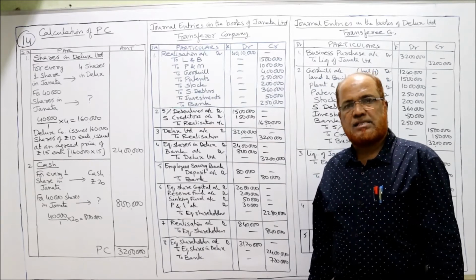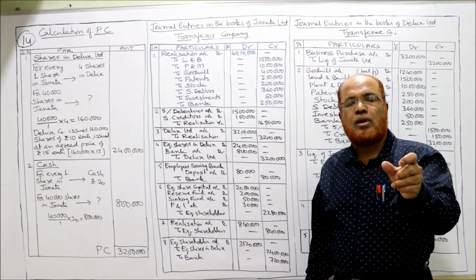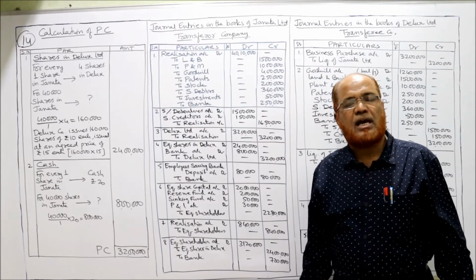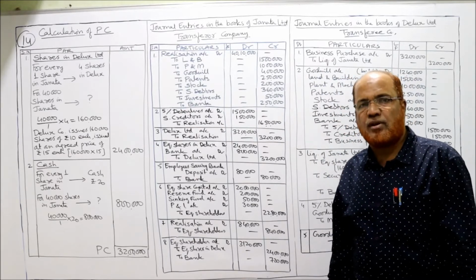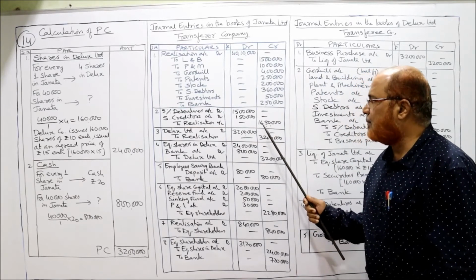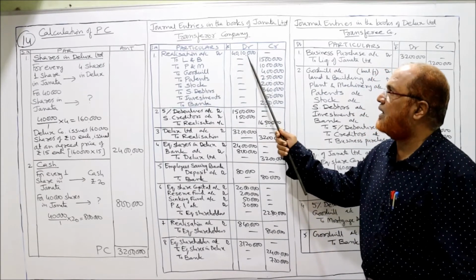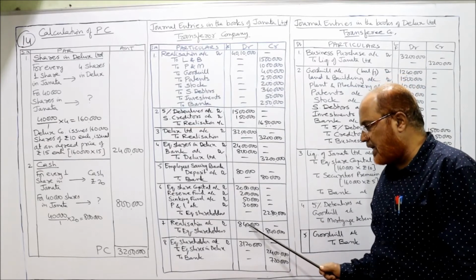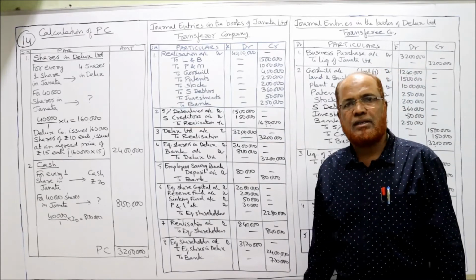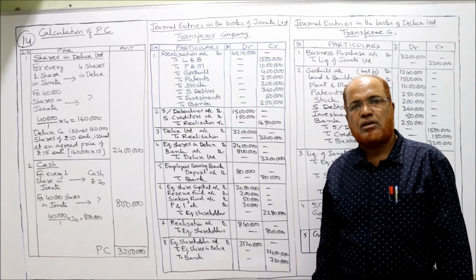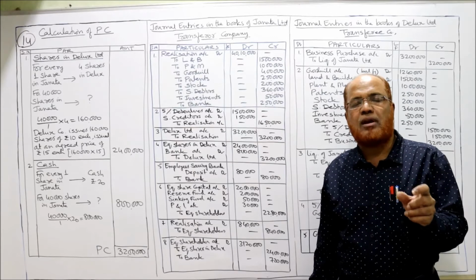When credit side is more, there is profit on realization. So subtract this: 48 lakh 50,000 minus 40 lakh 10,000. You will get the balance 8 lakh 40,000. This is called the profit on realization.